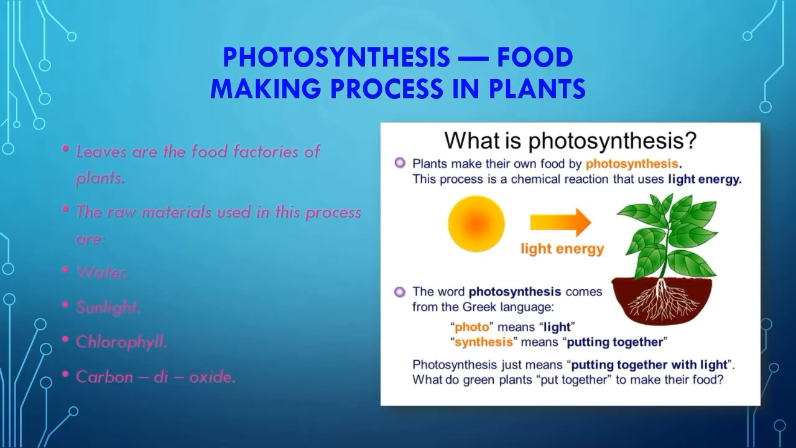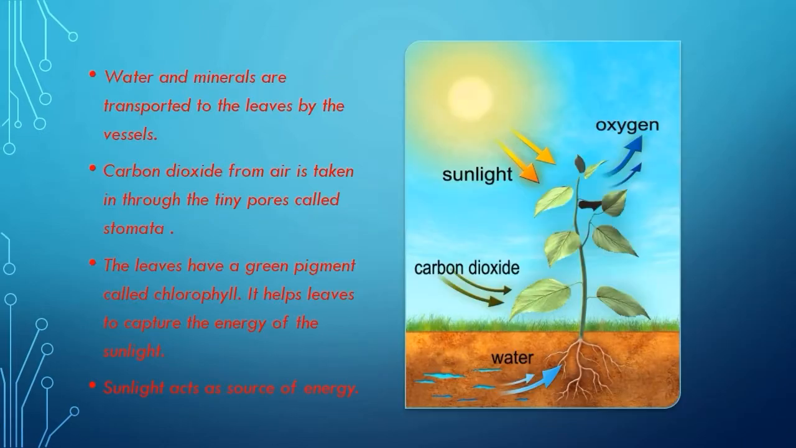The word photosynthesis comes from the Greek language. Photo means light, synthesis means putting together. What do green plants put together to make their own food? Water, sunlight, carbon dioxide and chlorophyll. Where does photosynthesis process take place? It takes place in leaves, so that leaves are called food factories of plants.